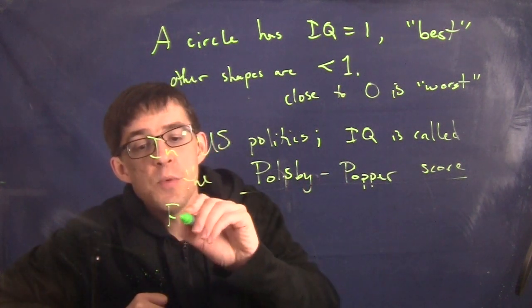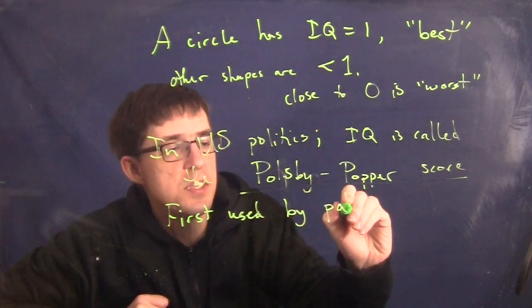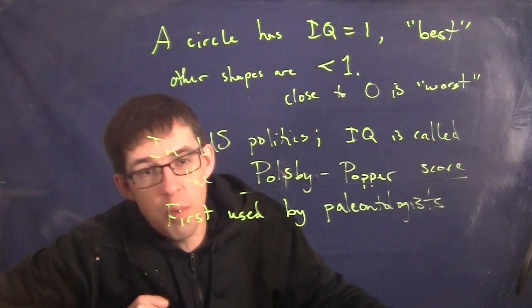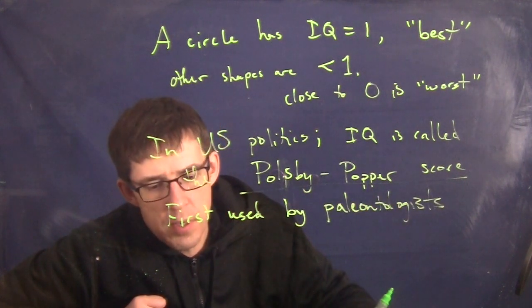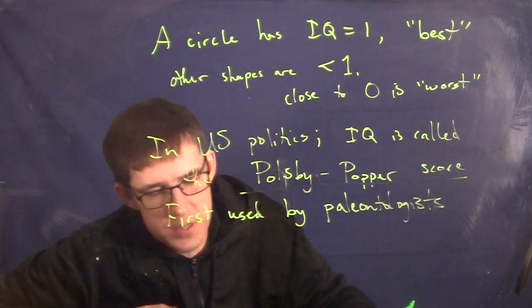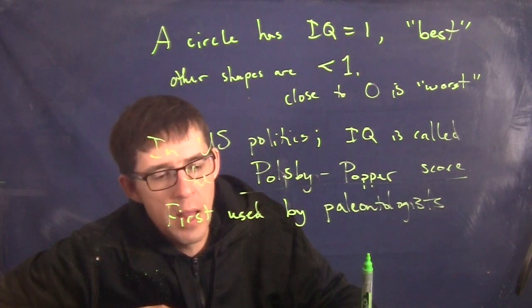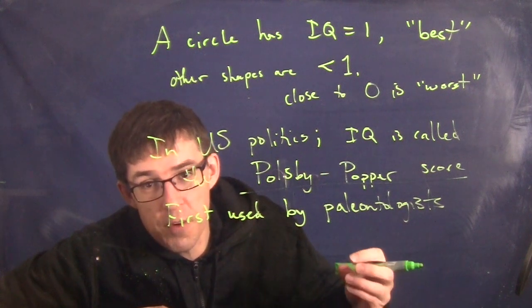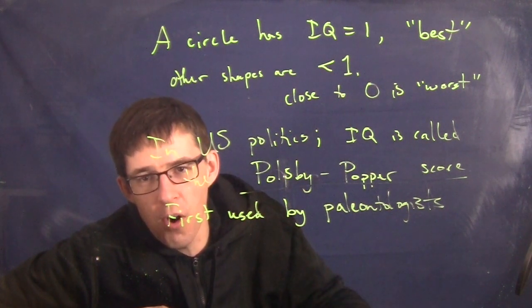Apparently, I looked this up, this was first used by paleontologists digging for their dinosaur bones. Paleontologists, apparently, care a lot about soil. I mean, a lot of different scientists do, but there was some paleontologist who wrote a journal article specifically about the roundness of grains of sand, like how round particular patches of gravel are.